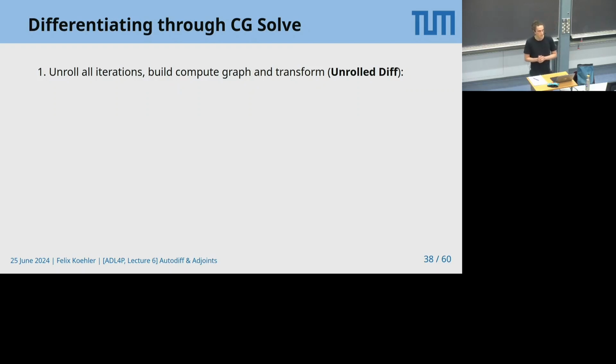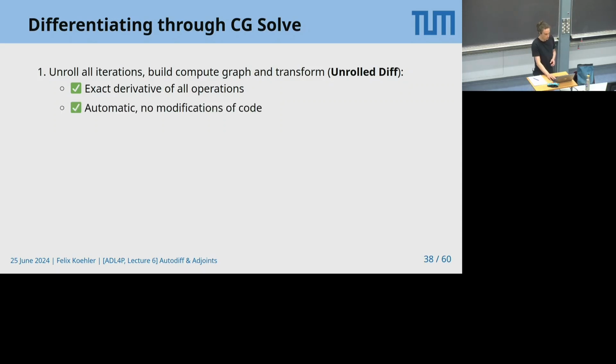In terms of Autodiff, this is also called unrolled differentiation. The advantage is that it gives us the exact derivative of all operations. Again, this DTO versus OTD advantage. It is automatic because it does not require any modifications of the code, but as you might have guessed, it is very expensive because we need to tape all iterations. And if you do 10,000 iterations and each of your states is this pressure vector, and maybe it is 100 or 200 kilobytes, then this already can be quite a large memory on your tape.